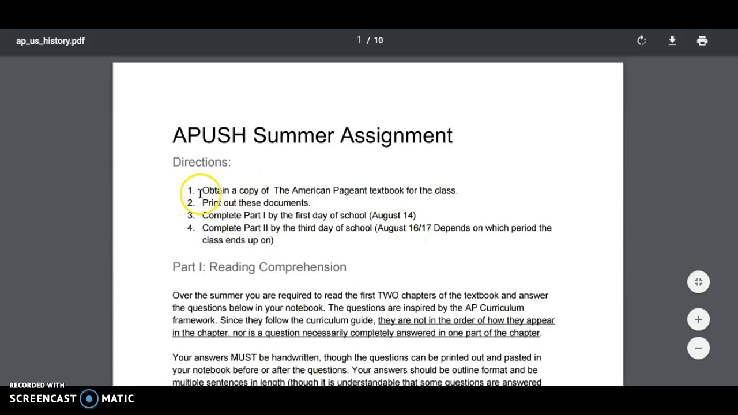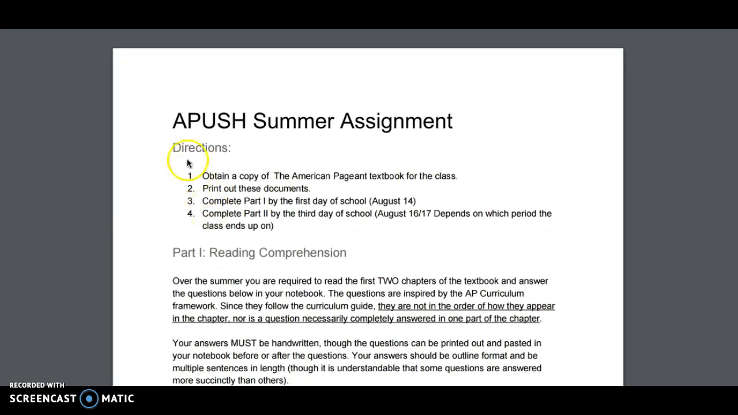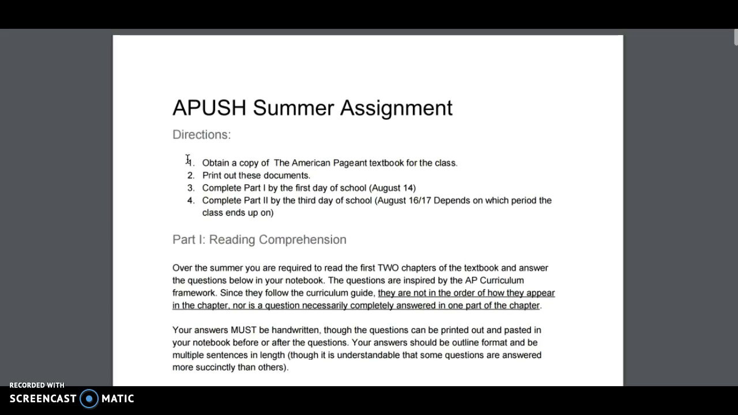Here's the directions at the top. First, make sure you get a textbook from the bookstore before you leave school this year. You do need it to complete it. And I also highly recommend printing out the summer assignment, or else you're going to do a lot more writing than you necessarily need to.